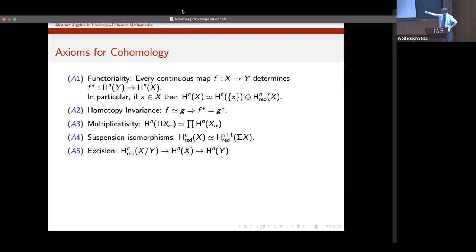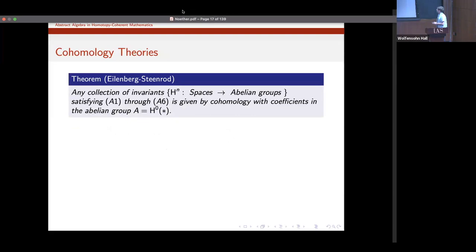And finally, there's the so-called dimension axiom, which is a normalization condition. The dimension axiom says that if you look at the cohomology groups of a point, they're very simple. In any non-zero degree, you get zero. And in degree zero, you get the abelian group A that you were taking as your coefficient group. Eilenberg and Steenrod essentially proved that this system of axioms characterizes cohomology on nice spaces, or rather, homology on nice spaces. Any system of invariants which satisfies these axioms must be cohomology with coefficients in some abelian group. And if you want to read off what that abelian group is, you take the degree zero cohomology of a point.